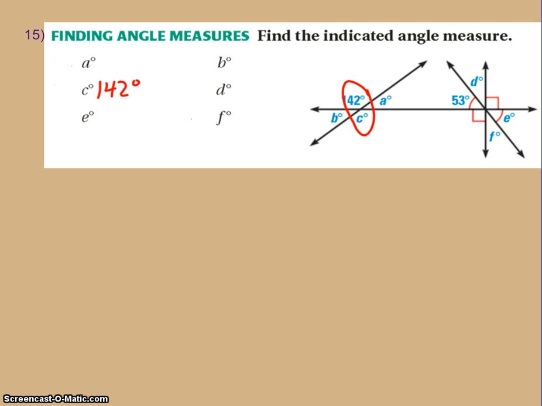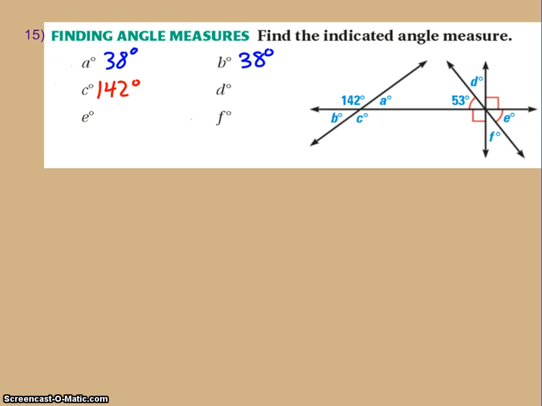We also know that if we look here, A and 142 make a straight line right here. They're linear pairs because they're adjacent and supplementary. So that means they add up to 180 degrees. So A plus 142 equals 180 degrees. So really A is going to equal 38 degrees. Now since A equals 38 degrees and A and B are vertical angles, we know that B is also 38 degrees. So we can fill in B as 38 degrees as well.